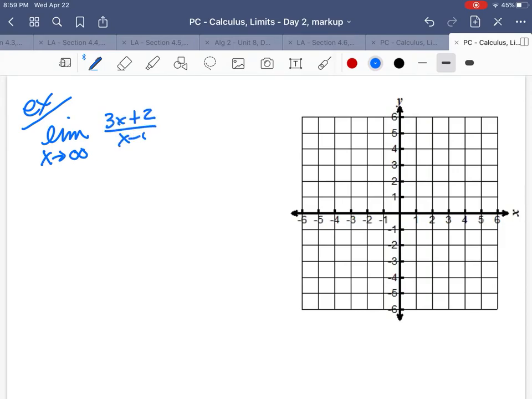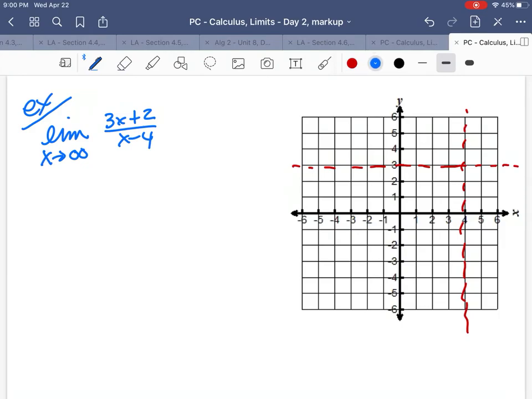So 3x plus 2 over x minus 4 is my equation. All right, so think of the graph of this thing. This is like your general rational function. It has a vertical asymptote at x equals 4. It has a horizontal asymptote of y equals 3. Remember, that's from this piece right here, and the 4 is coming from this part right there.